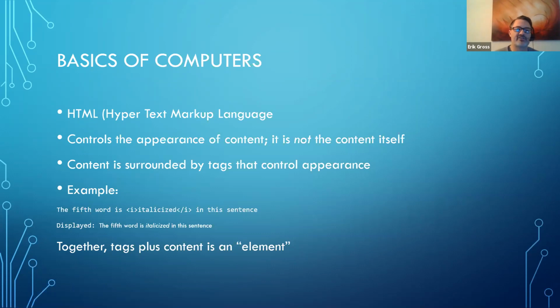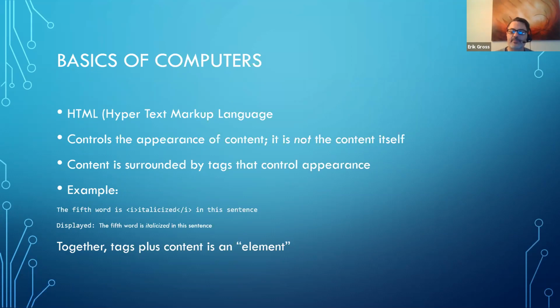Take a look at that example where it says the fifth word is, and then there's a funny symbol, and then there's the word italicized and another funny symbol in this sentence. What you're doing is you're telling your browser, hey, listen, display the words, the fifth word is italicized in this sentence, display those to the screen. But when you get to the word italicized, I want you to do something different with the appearance of those words. I want you to make anything inside those little markers, they're called tags, make them in fact italicized. And you can see below what gets displayed.